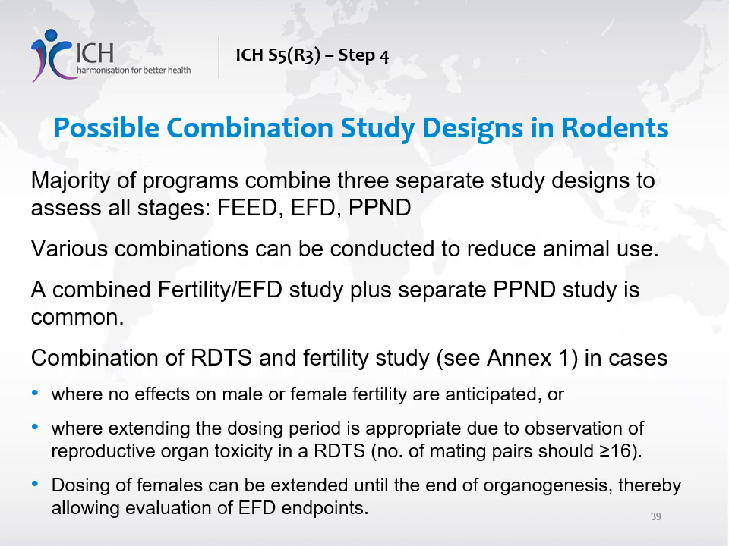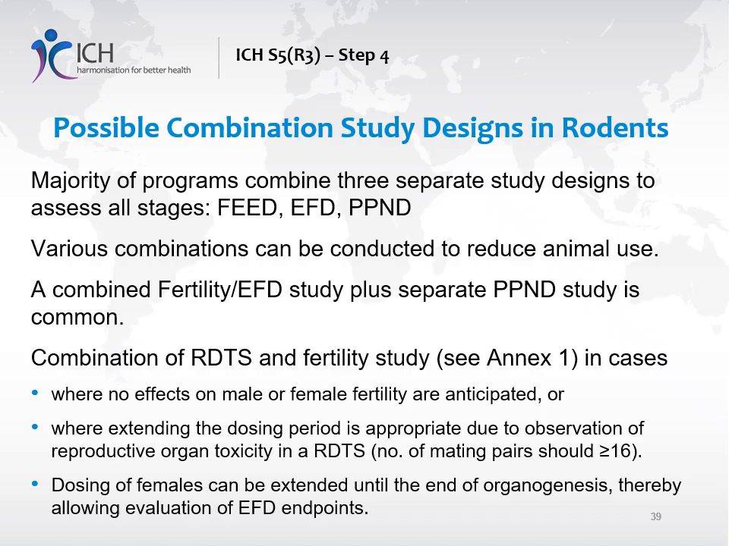A combination study design is a combined fertility and EFD study with a separate PPND study. Designs and study details for FEED, EFD and PPND studies and combinations thereof can be found in Annex 1. In cases where no effects on male or female fertility are anticipated or where extending the dosing period is appropriate due to observation of reproductive organ toxicity in a repeated dose toxicity study, a combination design of repeated dose and fertility studies can be considered.